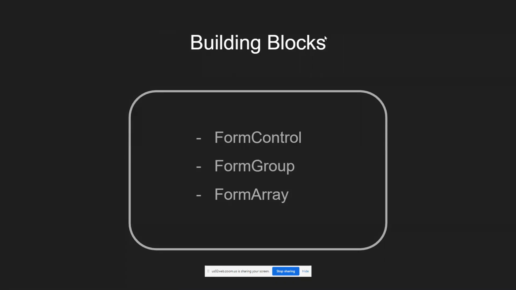So what is the use of form control? Form control is used to track the value and validation status of a control, basically an input, for example an input field. Form group is used to track the value and validity state of a set of form controls. And lastly, we have form array. It is similar to form group, but form array aggregates the values of the form controls into an array instead of an object.